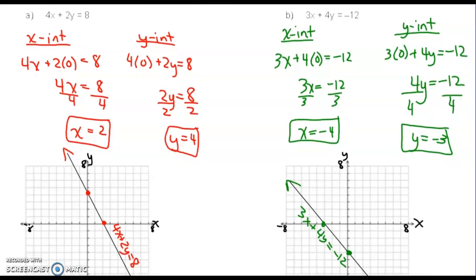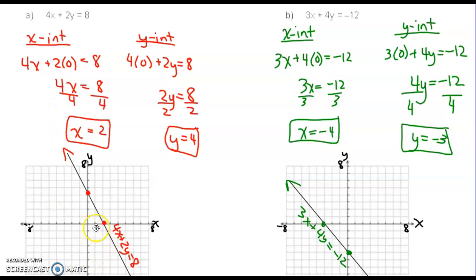Okay, so let's begin with example A. 4x plus 2y equals 8. I want to solve for the x-intercept. So I'm going to take 0 and I'm going to plug it into y right there. So I have 4x plus 2 times 0 equals 8. So this is eliminated. 2 times 0 is 0, which leaves me with 4x equals 8. Divide both sides by 4, x equals 2.